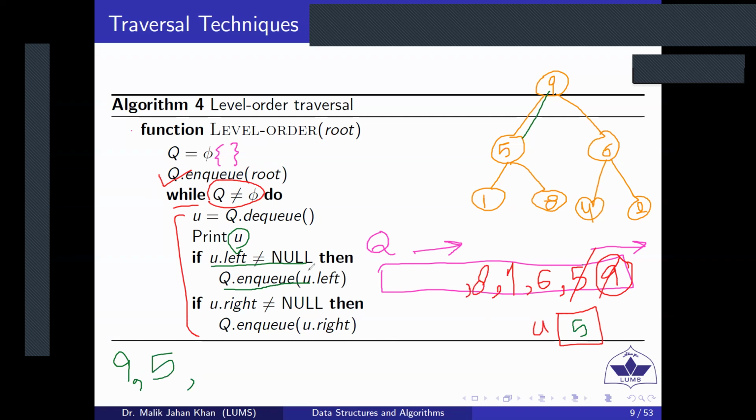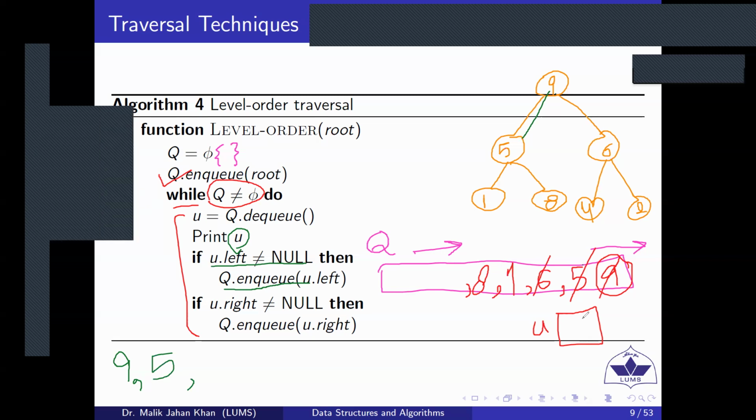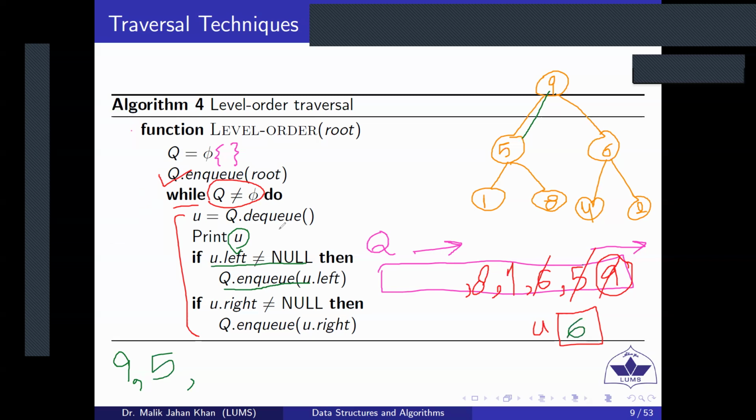We go back, we check the condition, queue is still not empty. So we run that dequeue operation. So the next element which is dequeued is 6. 6 is dequeued, and 6 goes in the space which is called U. So U becomes 6. So what we do is that we print U. So 6 is printed on screen.